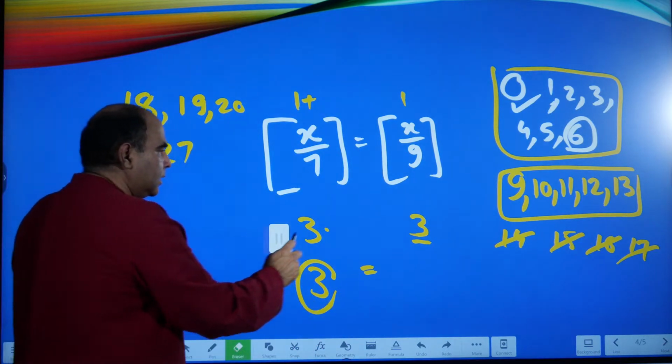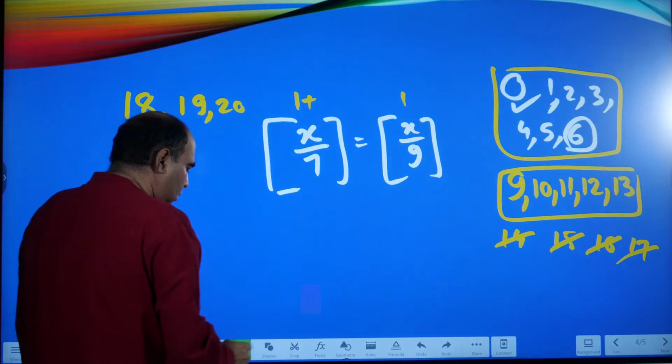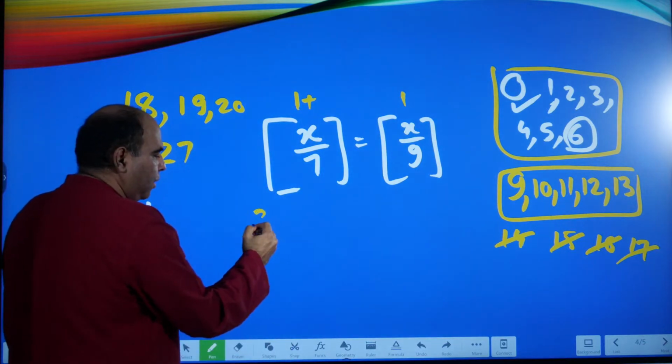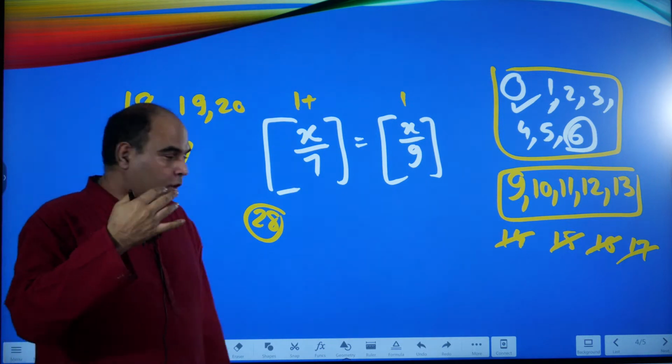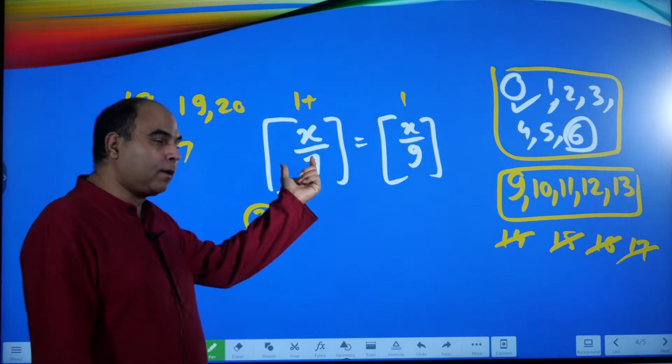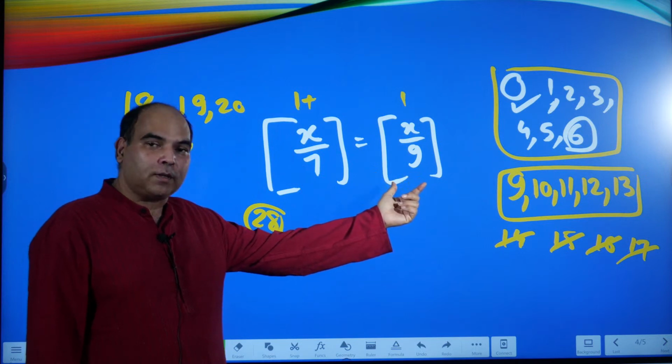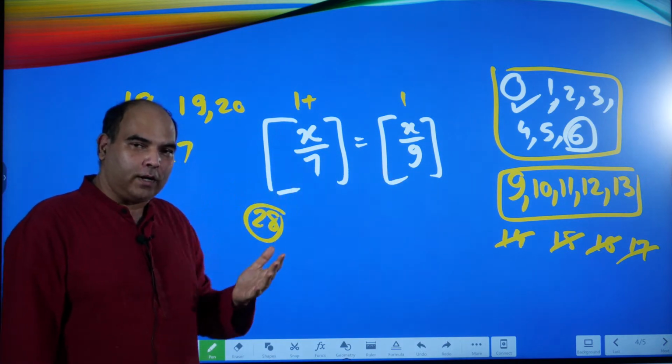can see, this smaller value x by 7 will cross 4 immediately at 28. At 28 this becomes 4. Well, this is still 3 point something. So at 28 again there is no equality.